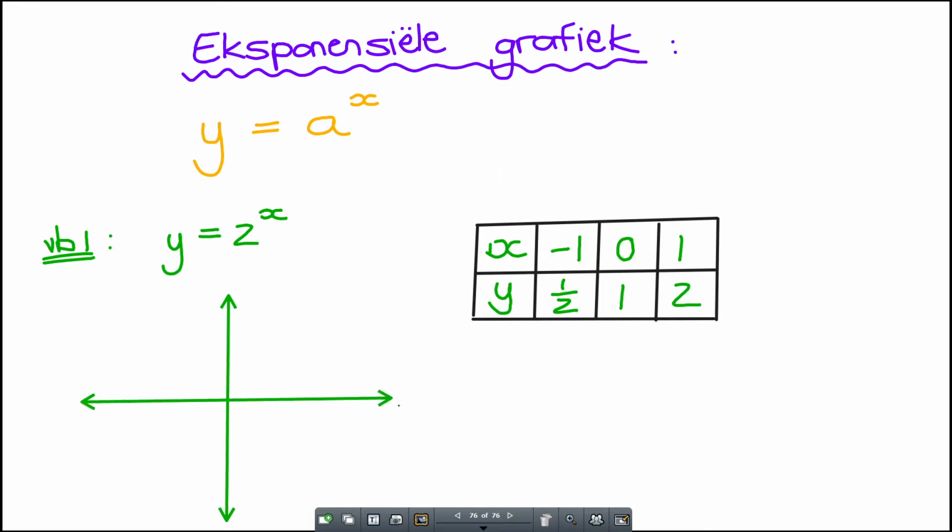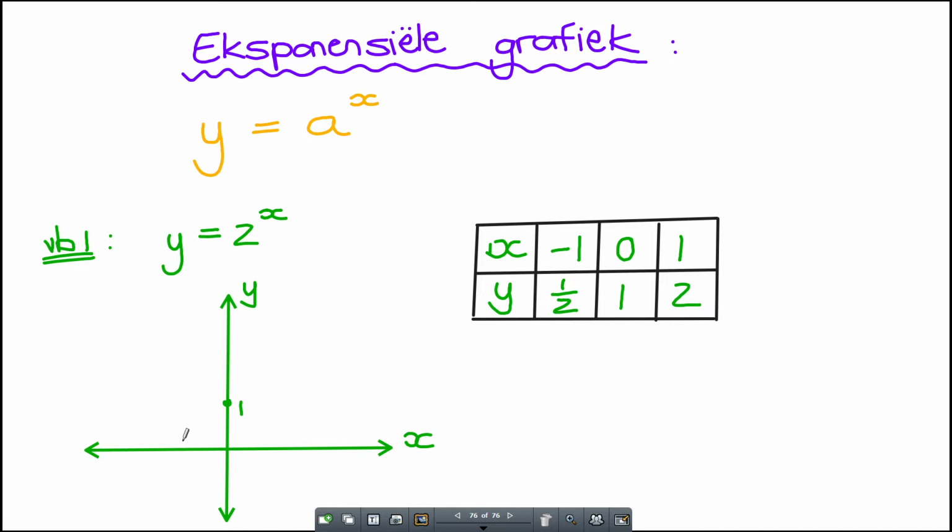Okay, so I got plot by points. I know that it's going to cut here where y is 1, where x is 0 and y is 1.